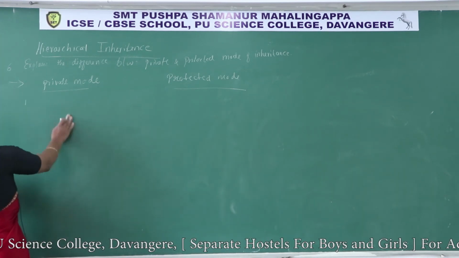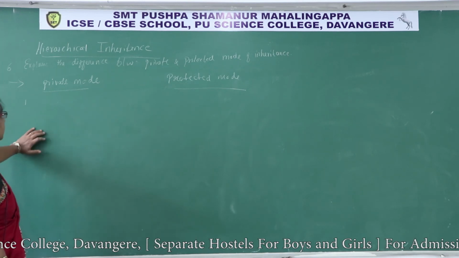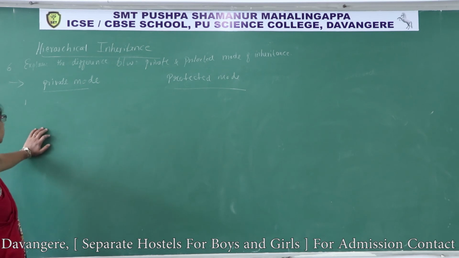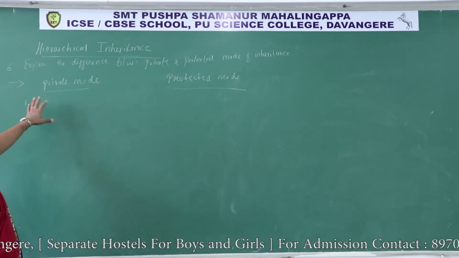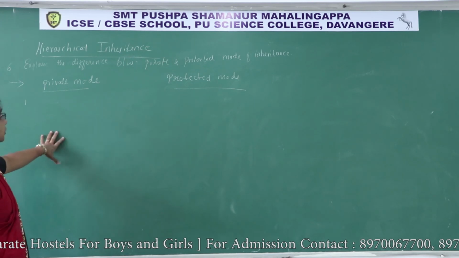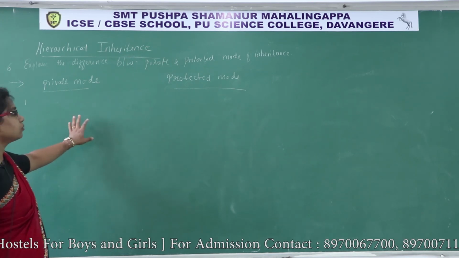Next, syntax, then example. I hope you understood how to write the answer for this question. First the rule, then syntax and example. Example we already discussed in the mode of inheritance, private mode and protected mode.